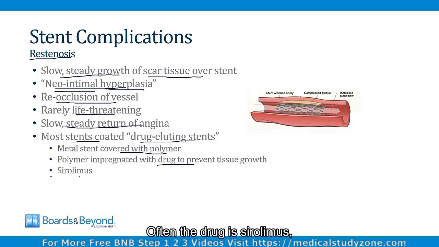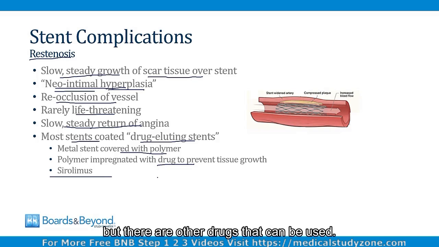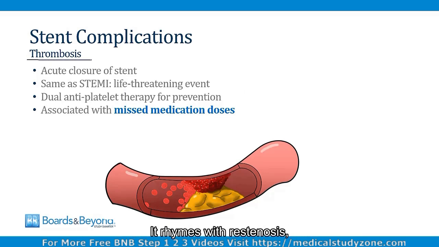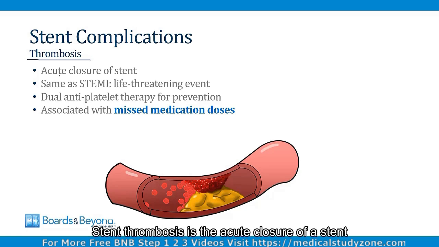Often the drug is sirolimus, but there are other drugs that can be used. By using stents that are coated with a drug, that generally limits the rate of restenosis, so that's relatively uncommon. The second complication of stents is called thrombosis. It rhymes with restenosis, but is a totally different problem and much more dangerous. Stent thrombosis is the acute closure of a stent with a blood clot.